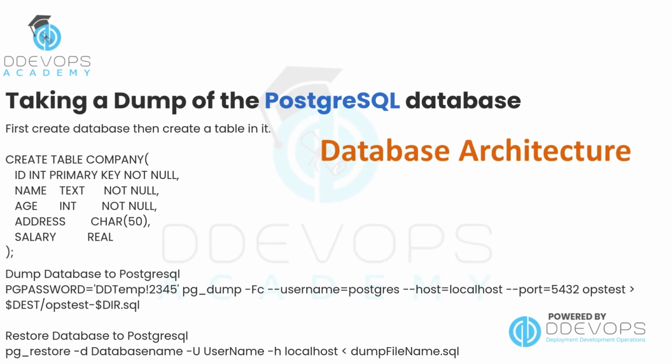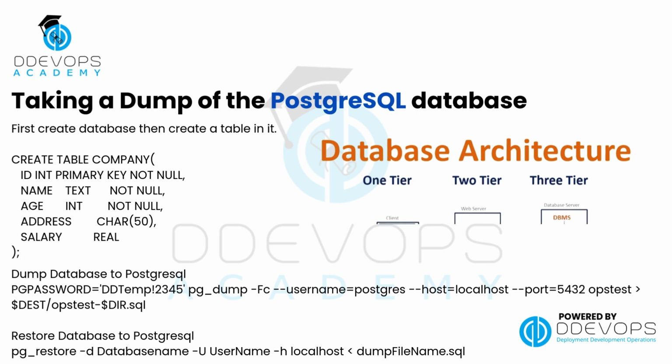In PostgreSQL, a database dump is a way to export your data and schema into a file for backup or migration. Use pg_dump to create the dump and pg_restore to bring it back. PostgreSQL also supports different architecture tiers: 1-tier for standalone setups, 2-tier for client-server models, and 3-tier for scalable distributed systems. Understanding these tiers helps you design robust database solutions.